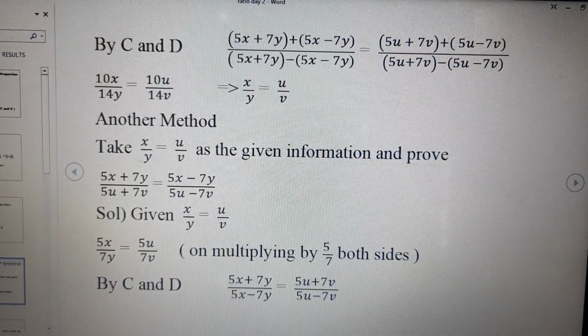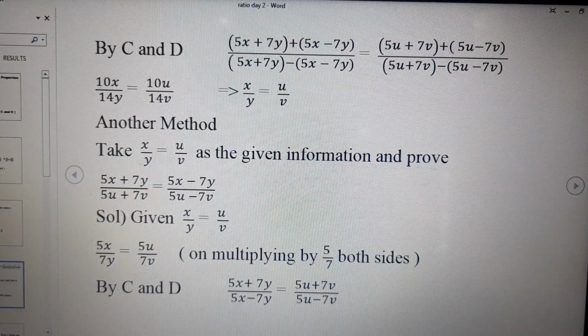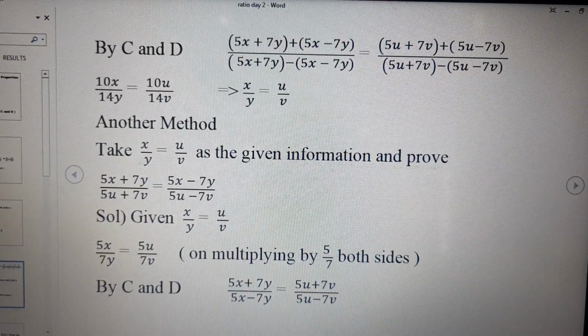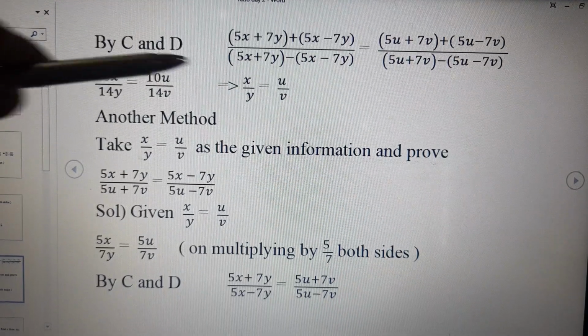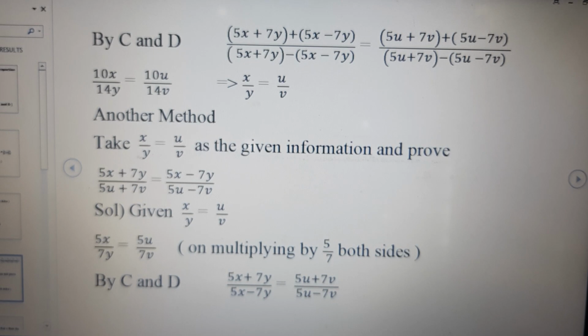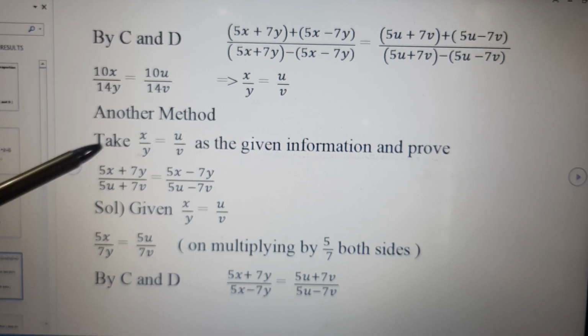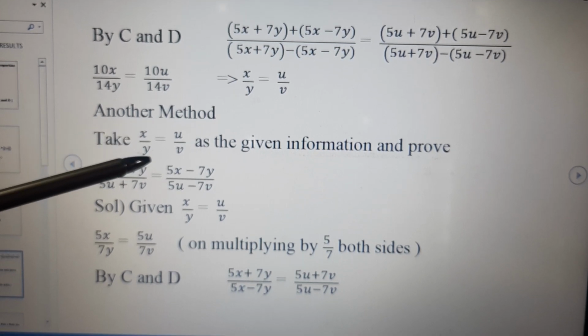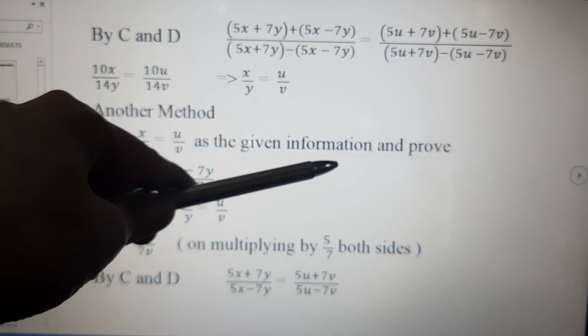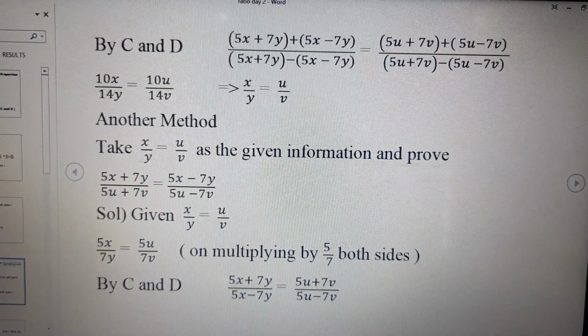Clear? There is one more method to solve this question. We can take whatever thing we have to prove. We have to prove that x upon y is equal to u upon v. So we can take it as the given thing and prove the given information. Means take x upon y is equal to u upon v as the given information and prove the question. Are you getting it?